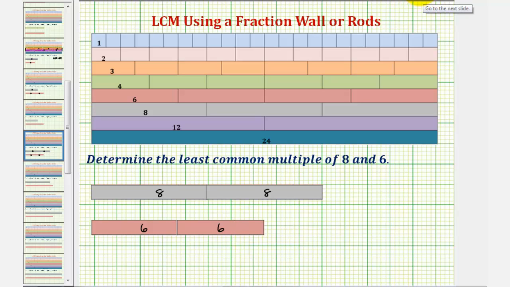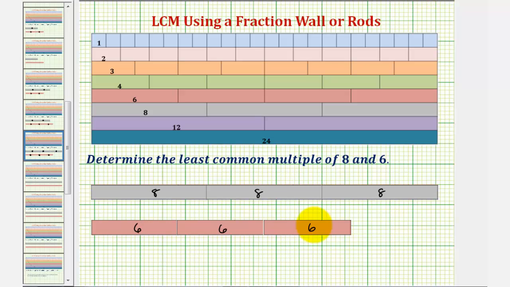Notice how the 6 rod train is shorter, so we'd add another 6 rod to the 6 rod train, which would look like this. Notice how the trains are still not the same length. The 8 rod train is shorter, so we add another 8 rod to the 8 rod train. The trains are still not the same length. The 6 rod train is shorter, so we add another 6 rod to the 6 rod train. Notice when we do this, finally the two trains are the same length.